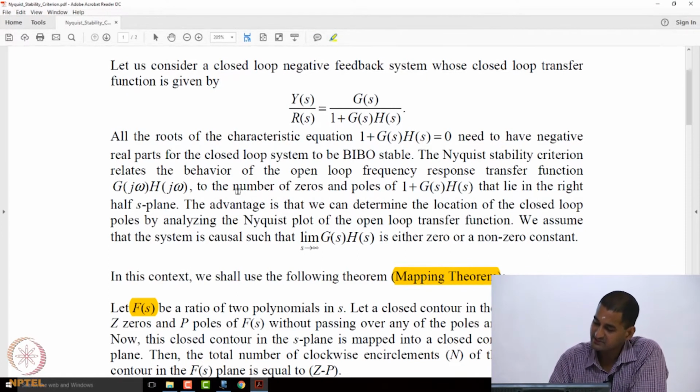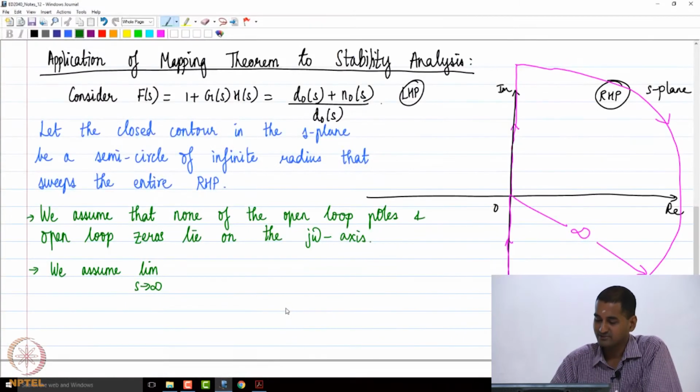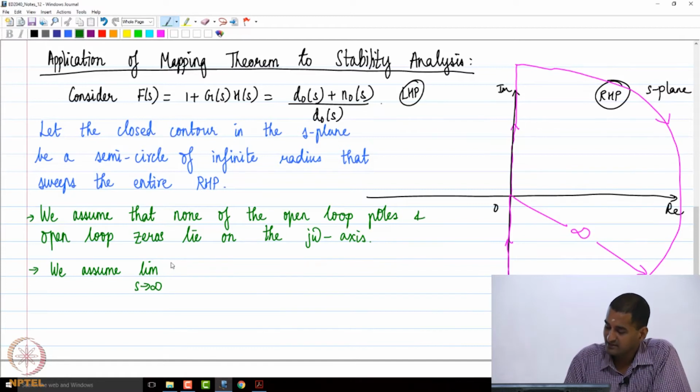Okay, so these are the assumptions that we are looking at. I'm going to write down this assumption: limit s tending to infinity, g of s h of s is either 0 or a non-zero constant. So that's what we are looking at.